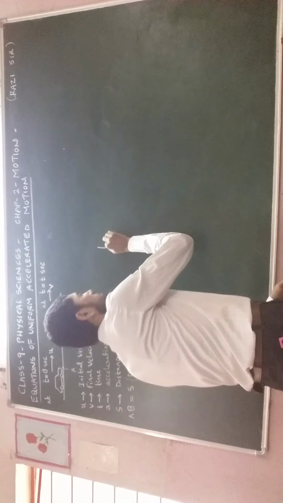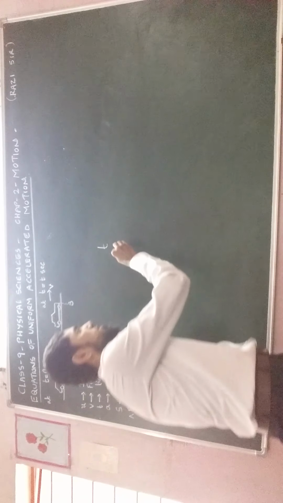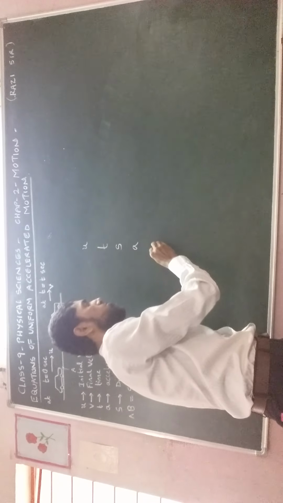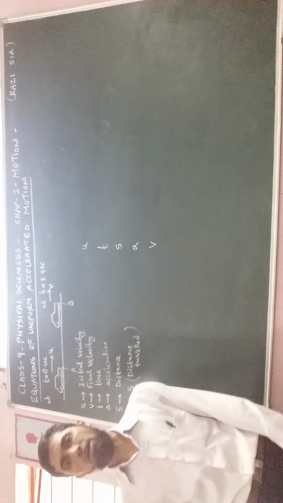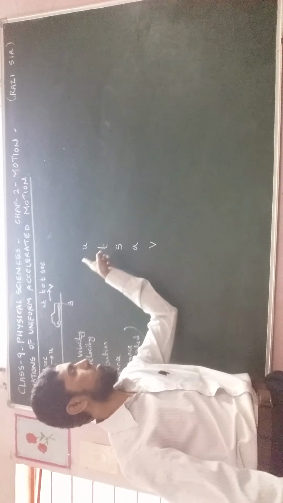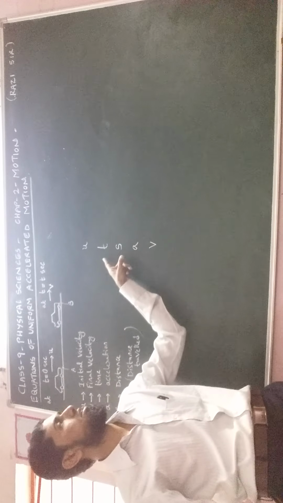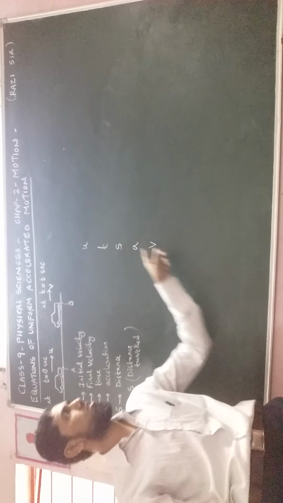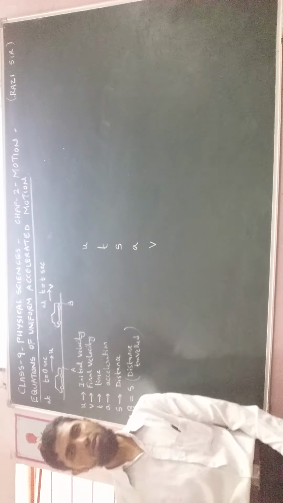So what actually are the equations of motion? These are the equations which relate the terms. What are the terms? The time t, the distance or displacement s, acceleration a, the initial velocity u, and final velocity v. Any equations which relate these terms, initial velocity, final velocity, time, distance or displacement and acceleration, are said to be the equations of motion.